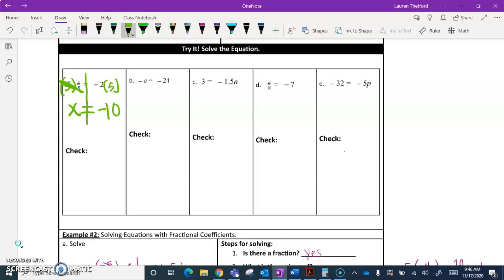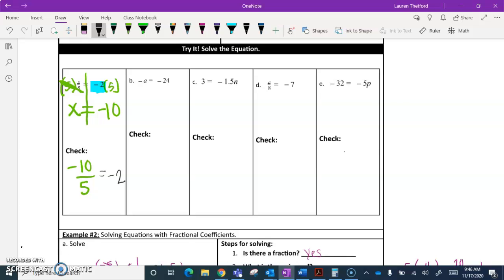Now I'm going to plug in negative 10 where my x is, so negative 10 over 5. And if we did this correctly, it should make it equal to negative 2. So negative 10 divided by 5 does in fact equal negative 2.